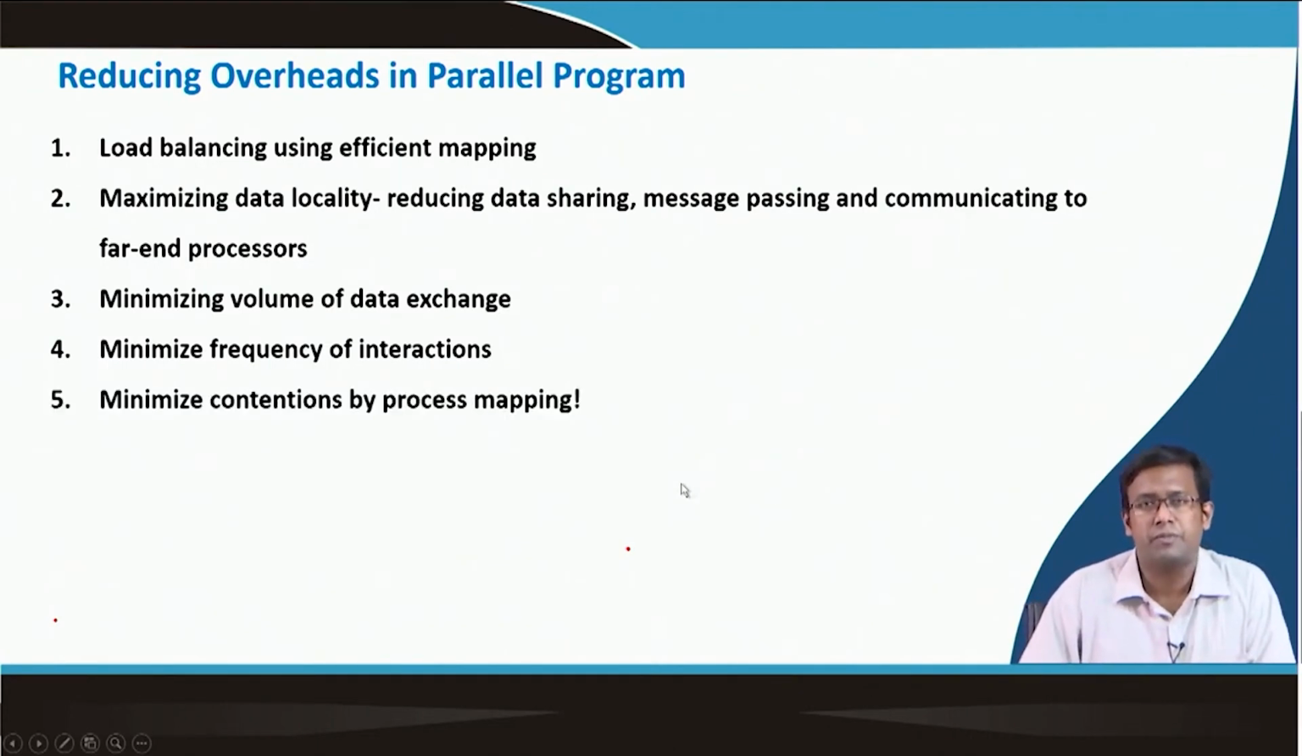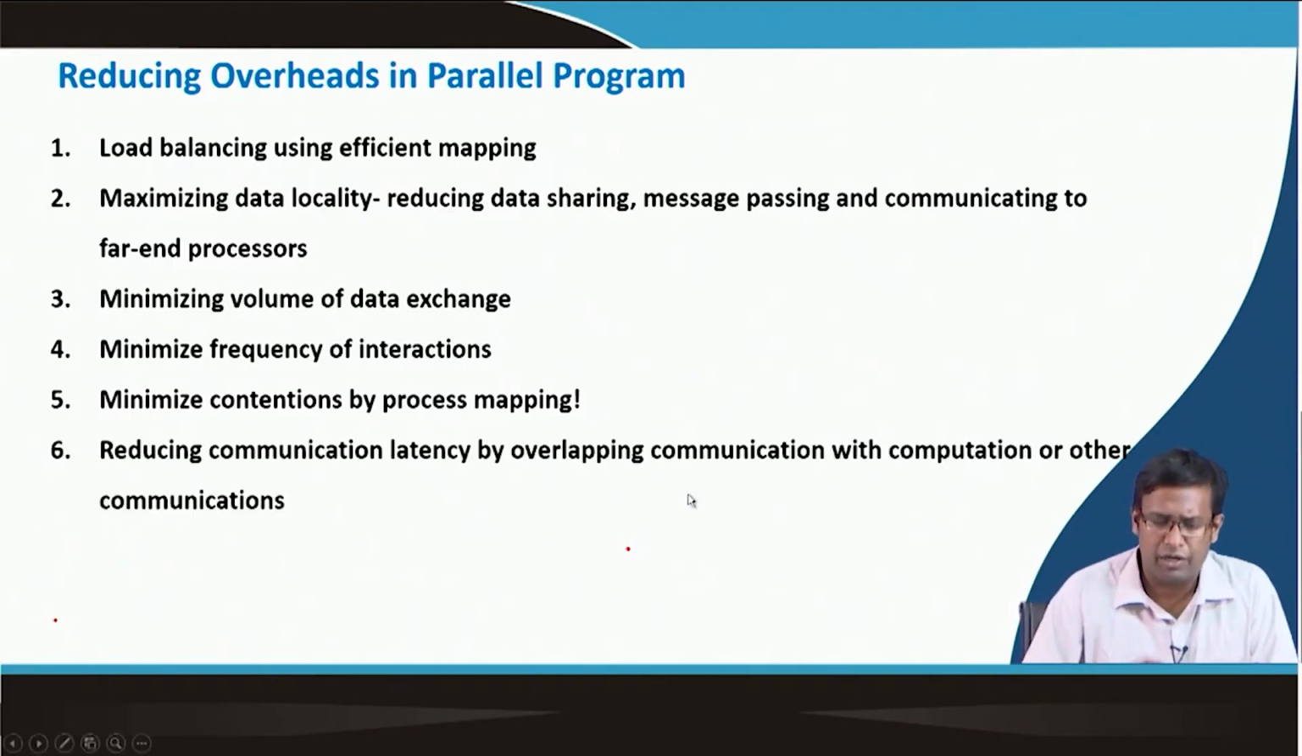Minimize the contentions by process mapping, that means we should map the processes, the tasks, rightly to the processors. The processes should be mapped correctly, so that contention between different processes on writing or accessing the same part of the data or the same part of the file can be avoided.